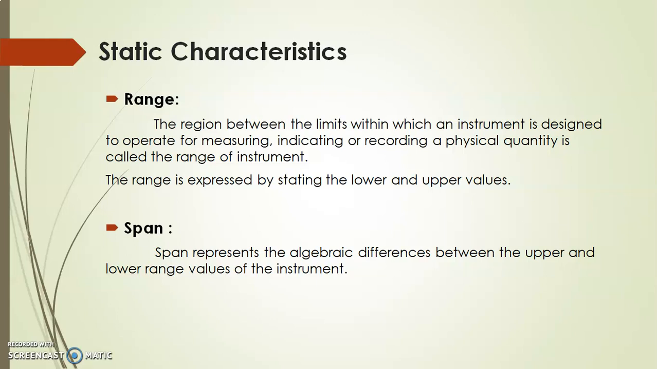Okay, the algebraic difference between the lower value and the upper value. Most of the time the instrument lower value is 0 and the higher value may be different. The algebraic difference between the upper and the lower range value is nothing but your span of that instrument.